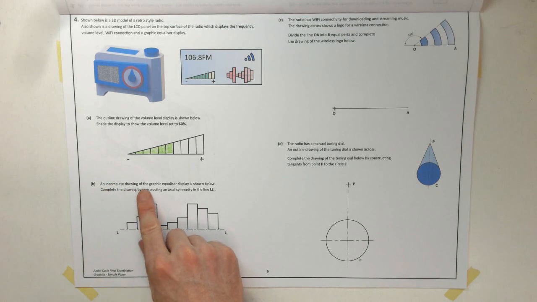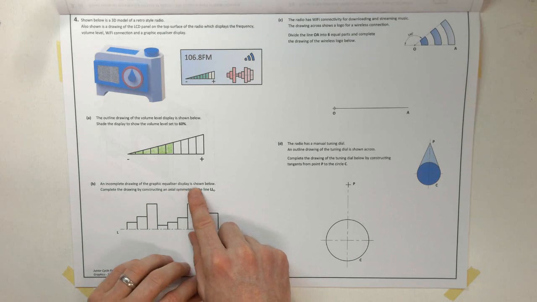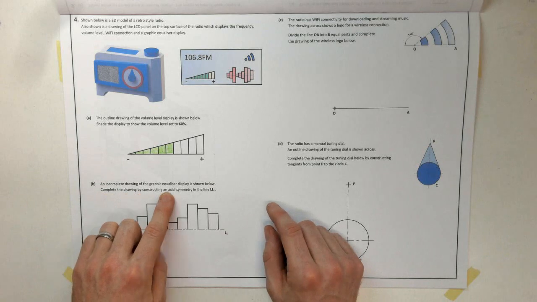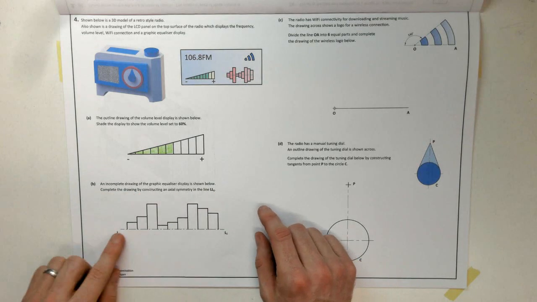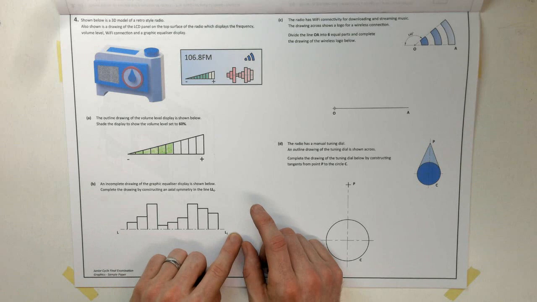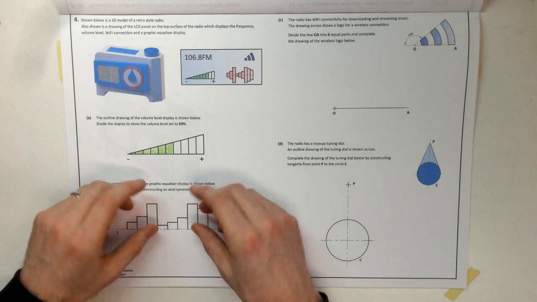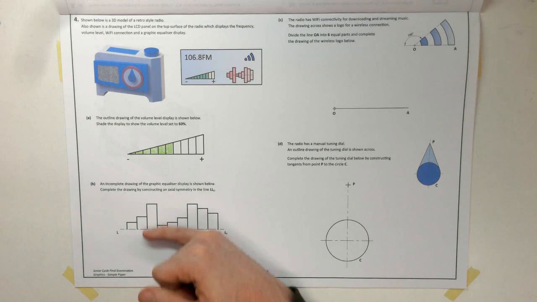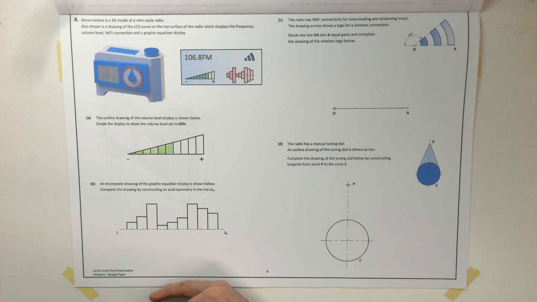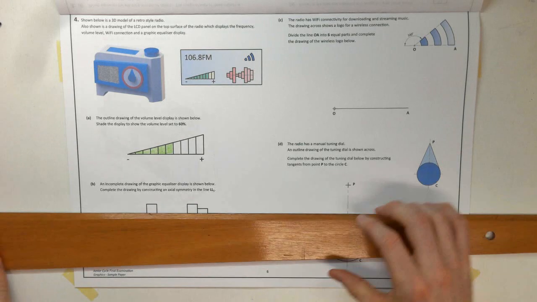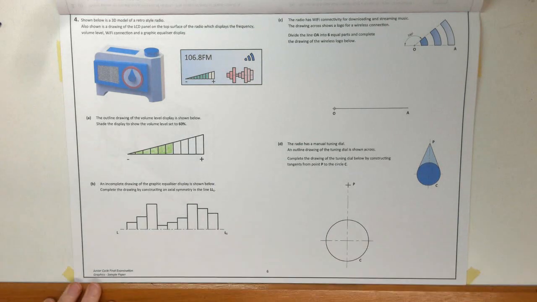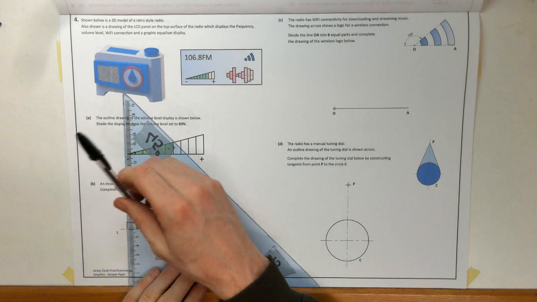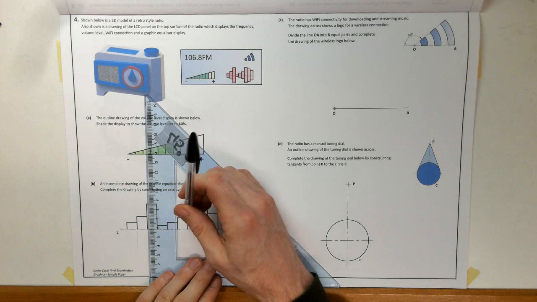Part B. An incomplete drawing of the graphic equalizer display is also shown below. Complete the drawing by constructing an axial symmetry in the line LL1. So here's our axis of symmetry, and basically it's going to be a mirror of the equalizer display. So all points need to come through perpendicular to my axis of symmetry. So my axis of symmetry, just to double check, is a horizontal line. So I'll project across at 90 degrees, so run all of these through.